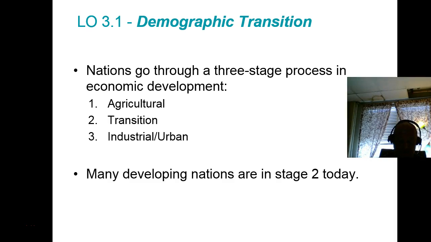In the transition stage, birth rates remain high, but death rates drop due to improvements in sanitation and sewage, and there's a population explosion. Better medication, diets, and hygiene. And at the industrial or urban stage, traditional customs have changed and birth rates decline. Women have access to birth control technology, for example.